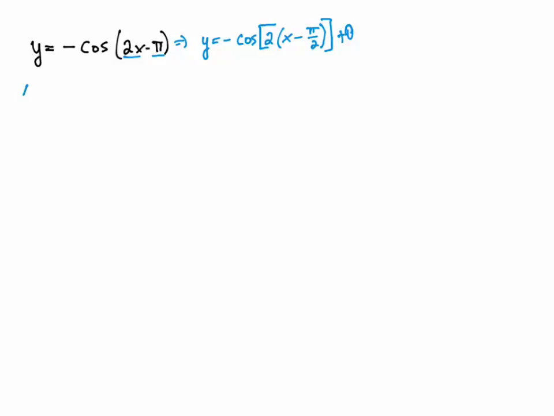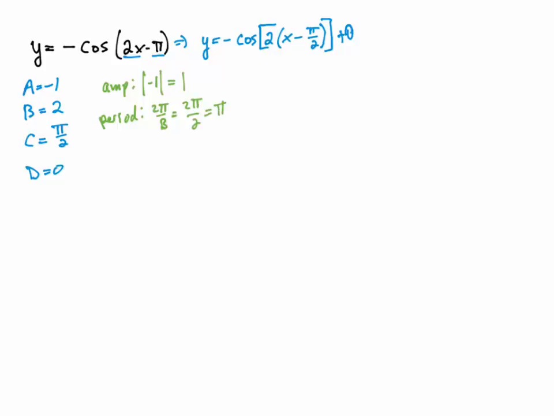So we have an a value that is negative 1, b value is 2, c value is pi over 2, and then the d value is 0. So what this tells us is the amplitude is the absolute value of the a. So a is negative 1, the absolute value is going to be positive 1. So there's our amplitude. The period, again, is 2 pi over b. So this is 2 pi over 2, which is pi.